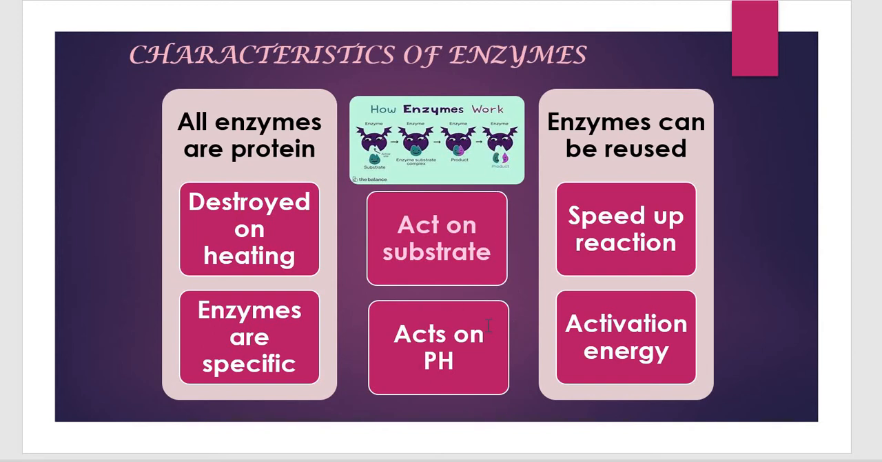Enzyme acts on a specific pH. For example, pepsin enzyme acts on acidic pH. That's why along with the pepsin, HCl is present in the stomach to provide that acidic nature. Trypsin can act in alkaline conditions, यानी कि वो beyond the 7 pH पे काम करता है.